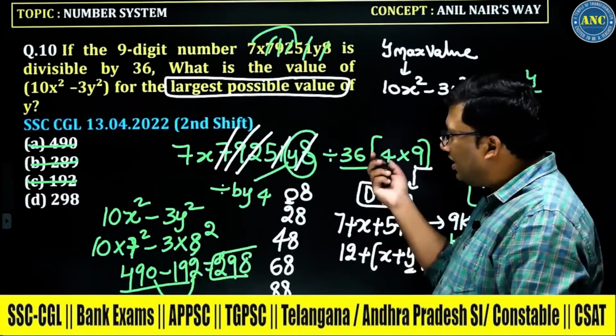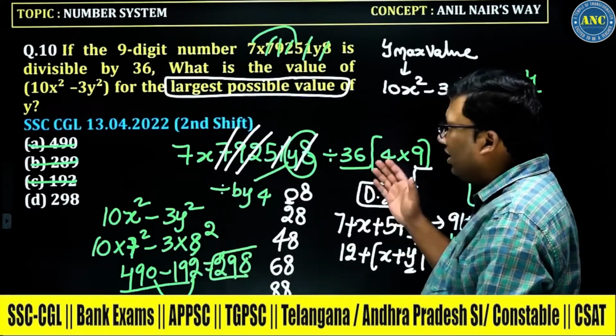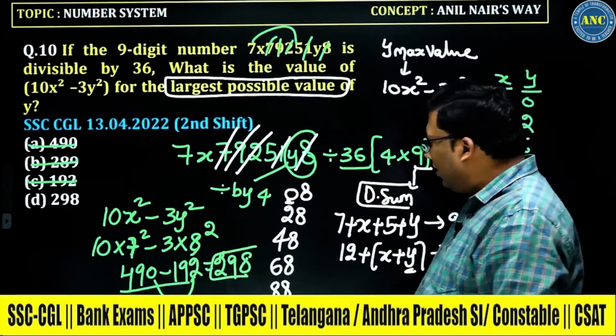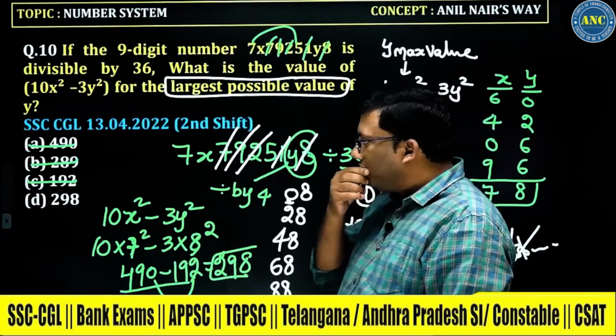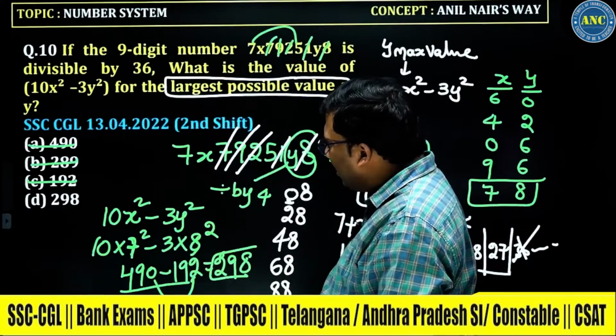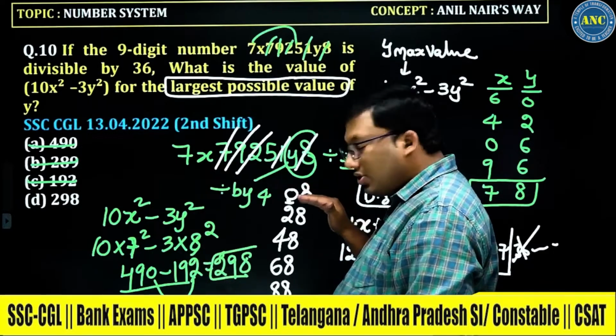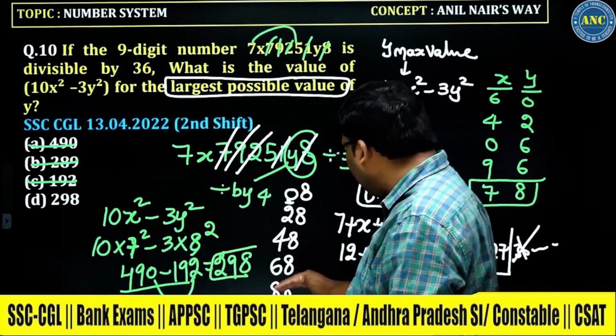I hope the idea is clear. A little cumbersome question. We need to find out the value of x and the value of y. Now if you see here, 08, 28, 48, 68, 88.